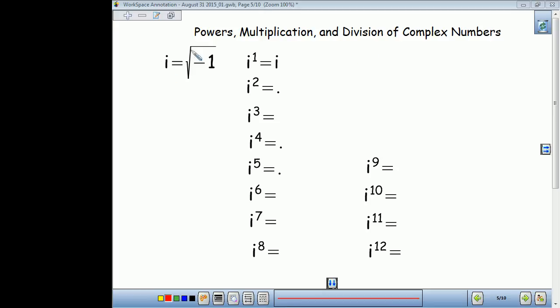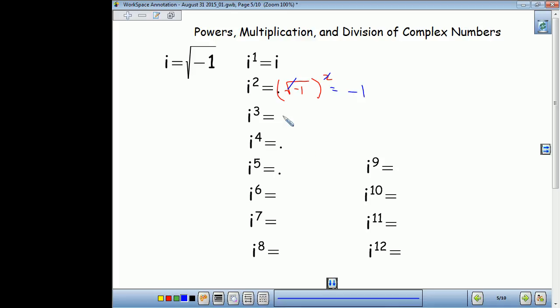Alright, so reminding ourselves, on Friday we defined i as the square root of -1, or actually we defined the square root of -1 as i. And so i to the first is just i. i squared: what happens when we square a square root? It evens out. It kind of cancels, doesn't it? So i squared would have the value of -1 because the square and the square root cancel. So i squared is -1.